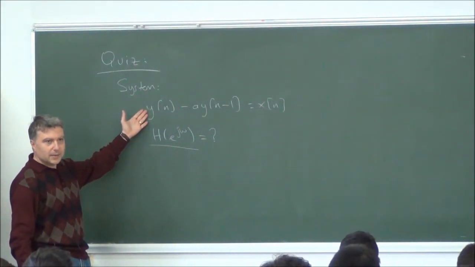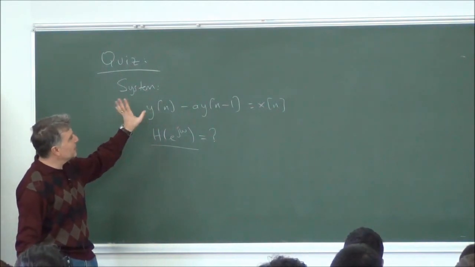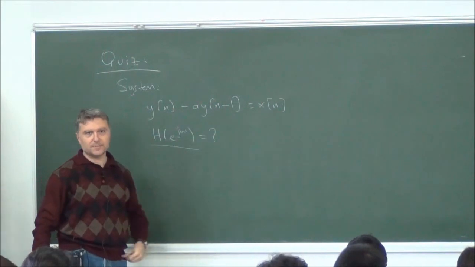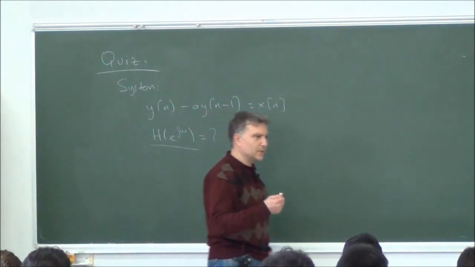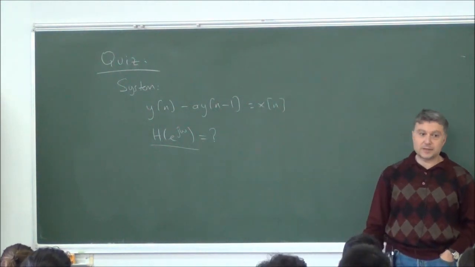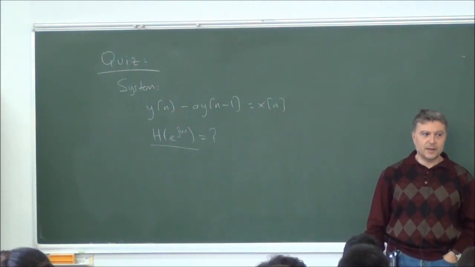Let me give you a hint. Of course, you need to take the Fourier transform of this difference equation. And from there, let's see whether you can come up with H of e to the j omega, which is the system transfer function in frequency domain.